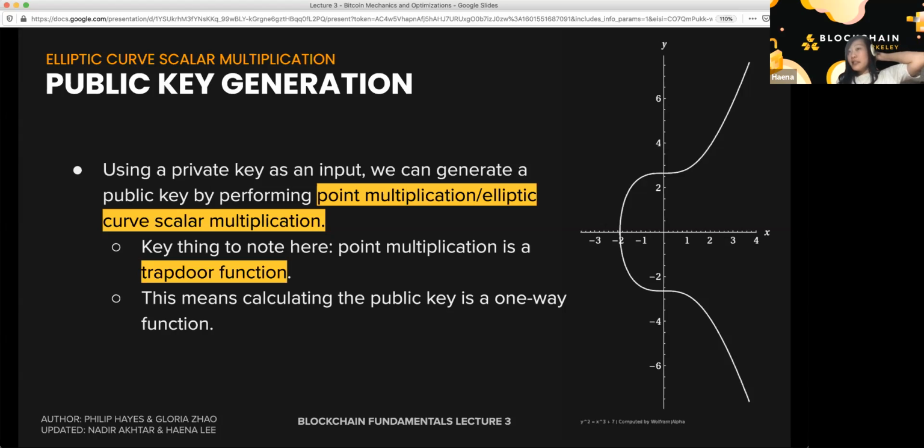But the key takeaway from this slide is that point multiplication, or scalar multiplication, is a trapdoor function. Or in other words, it's similar to a cryptographic hash function. It is a one-way function, meaning that if you just have your public key, it is very, very difficult to reverse engineer the private key from that public key.